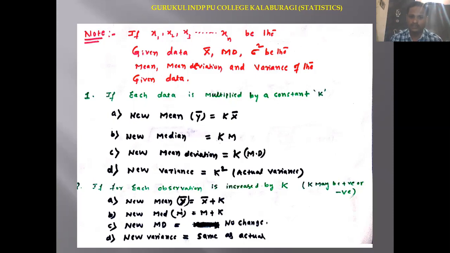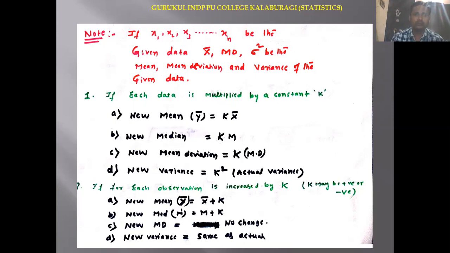So for the new mean deviation there is no change, and the new variance also remains the same. There is no change in the variance as well as the mean deviation. So what is going to change? The mean is going to change, increased by k. The new median is also going to change, it is also increased by k.